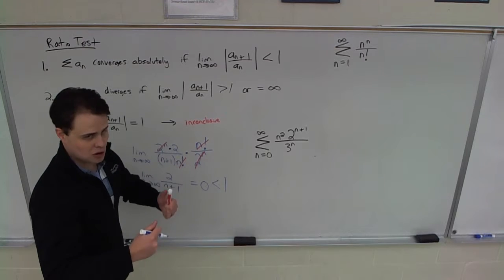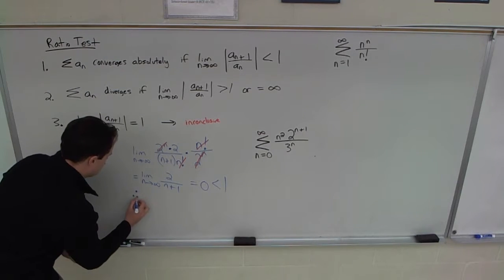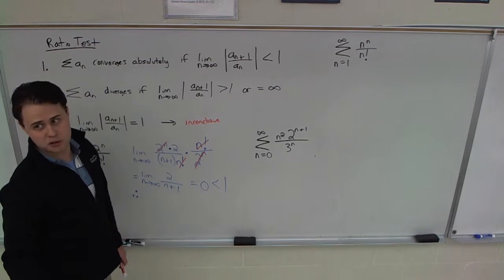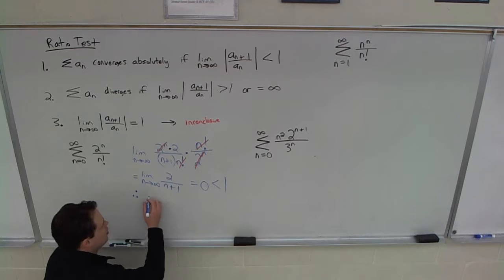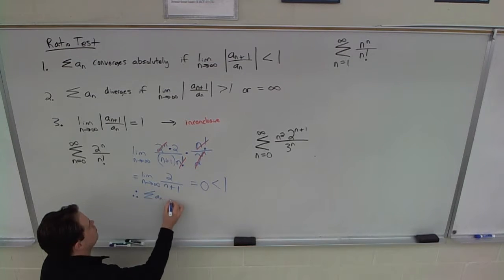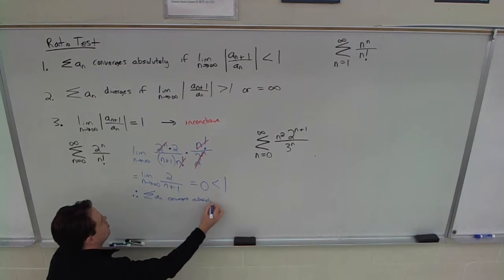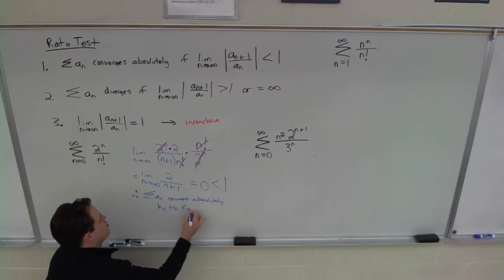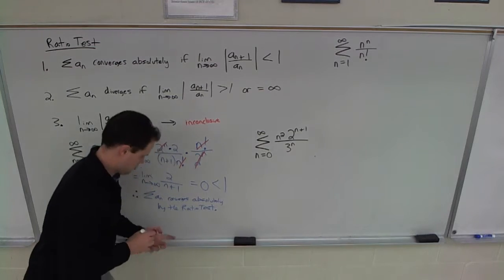Absolutely, which is stronger than conditional convergence. There's no way for this to converge conditionally. If it converges absolutely, it also converges conditionally. I mean, absolute is better. Does that make sense? So, a stronger kind of convergence. Therefore, our series of a sub n converges absolutely by the ratio test. Yay.